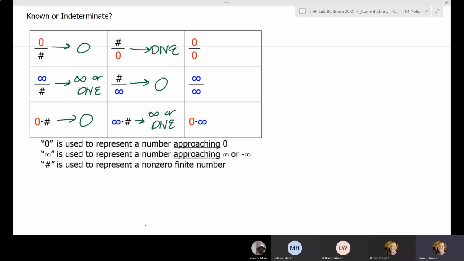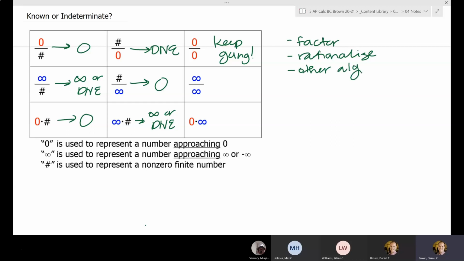And then this last column, what did it mean when we had 0 over 0 for a limit? It was like weird stuff, right? So it was like indeterminate, and I think in the flow chart we just called it keep going. And like our keep going options, we had like factor and cancel. We could rationalize. I just had the vague other algebra, like if we needed to combine 2 fractions or get rid of fractions within fractions.